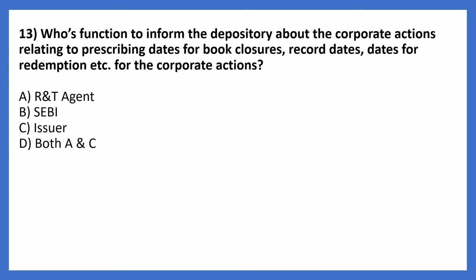Whose function is it to inform the depository about the corporate actions relating to prescribing dates for book closure, record dates, dates for redemption, etc. for the corporate actions? Option A, RTA agent. Option B, SEBI. Option C, issuer. And option D, both A and C. The correct answer is option D, both A and C, RTA agent or issuer.